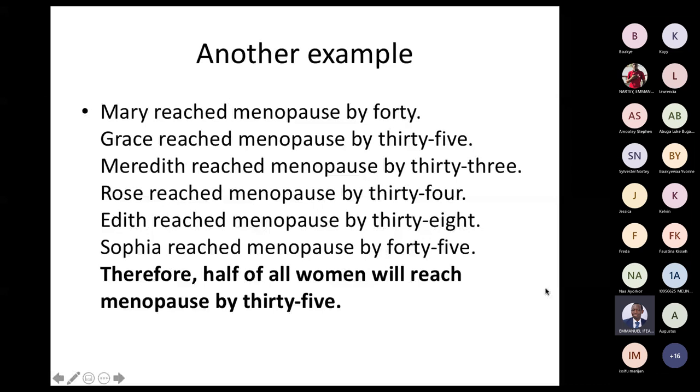Now, these are six verifiable statements as premises. Three of them tell you about women who reach menopause at or before 35, and three others tell you about women who reach menopause after 35. So it's 50-50. Three women here reach menopause by 35, and the other three reach menopause after 35. And the conclusion is that half of all women reach menopause by 35.